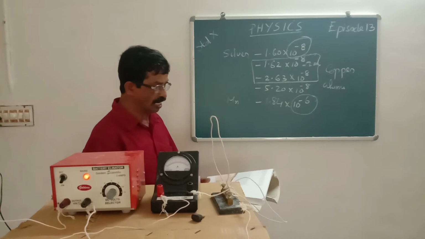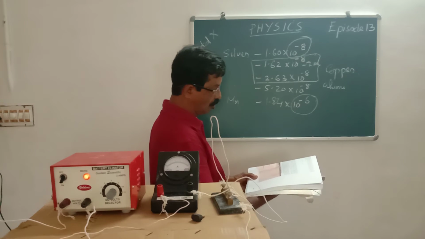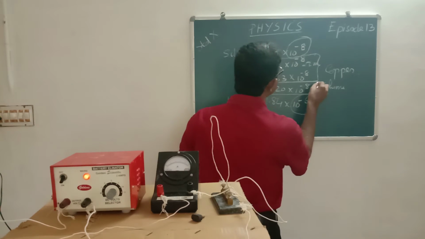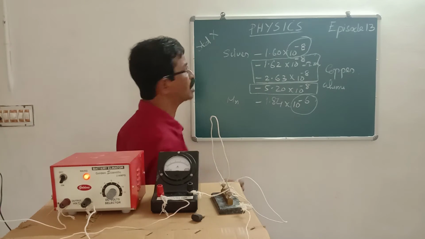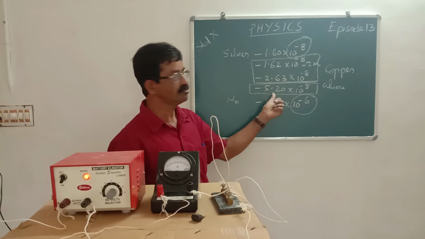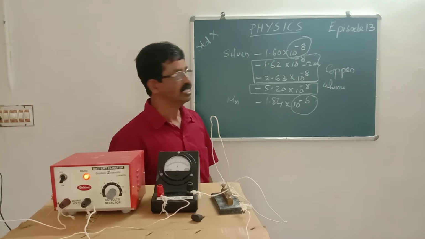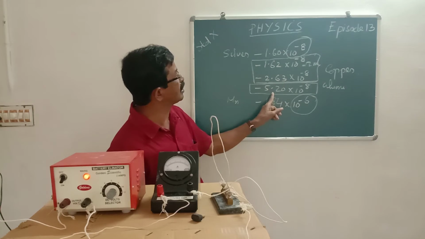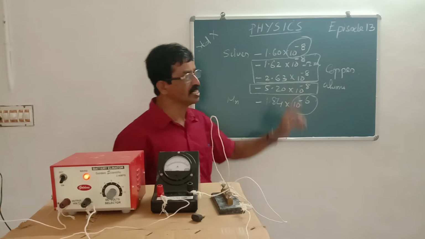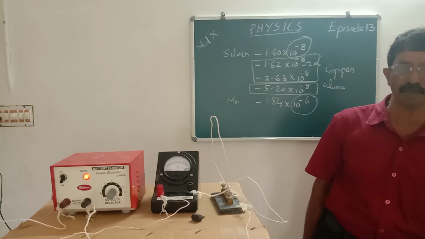But what about the resistivity of tungsten? See, the resistivity of tungsten is 5.20 into 10 raised to minus 8. Compared to this one, its resistivity is more. But this tungsten is used for making filaments. Tungsten is used for making filaments.